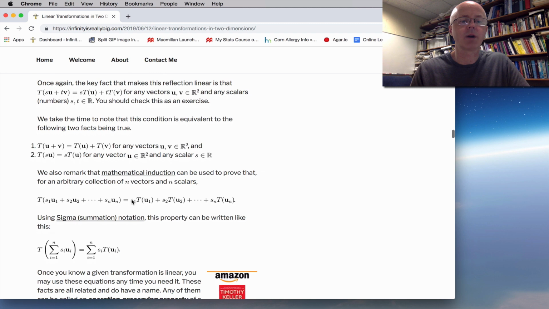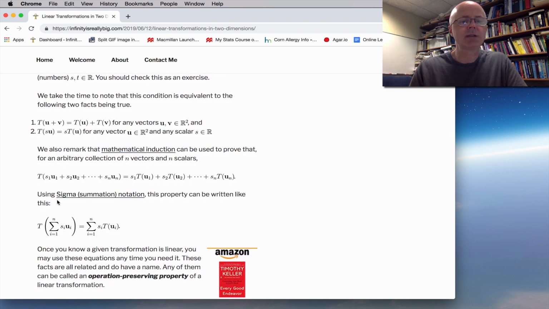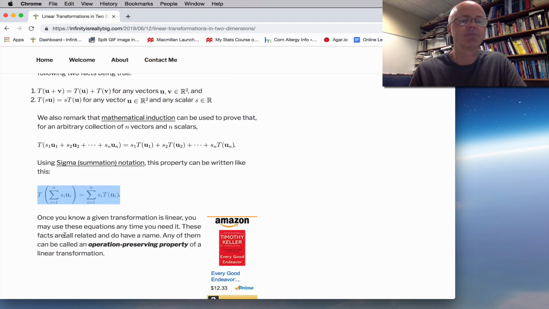It's also worth remarking that we can take arbitrary linear combinations of a finite number of vectors and a finite number of scalars, and get this equation to be true when you have linearity. Mathematical induction can be used to prove that. If you know about mathematical induction, you may want to do that proof. I will sometimes use sigma notation, summation notation. This last equation can also be written like you see here with the summations.